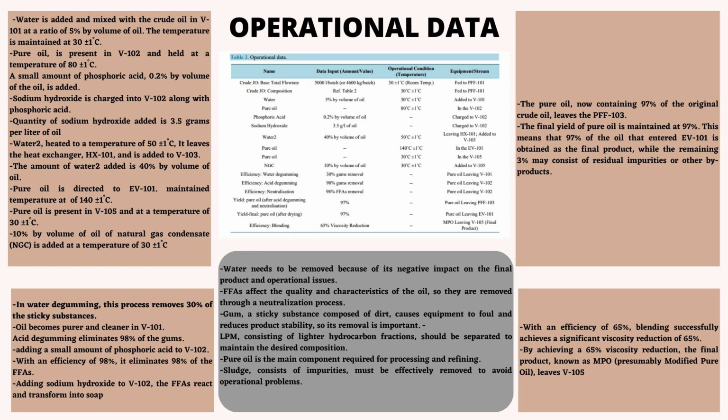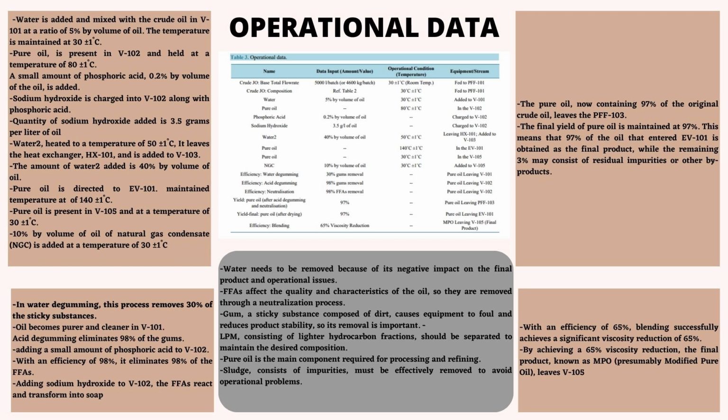Acids, gums, APM, fuel and sludge make up crude oil. Free fatty acids, gums, APM and sludge must be eliminated since they affect product quality and functioning. Purification requires numerous processes. V101 adds water to crude oil to spread contaminants for water degumming. This improves oil quality. In acid degumming, V102 is treated with a small amount of phosphoric acid to separate gums from oil. This technique cleans up the oil.